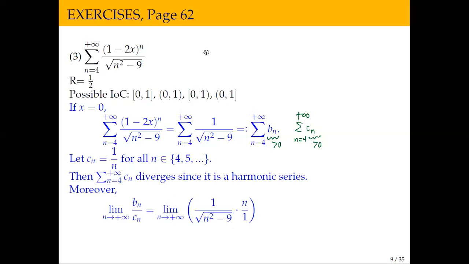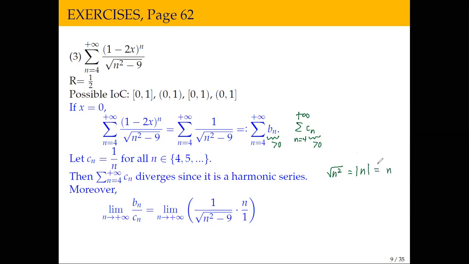Before we proceed, we use the fact that square root of n squared is equal to absolute value of n. This is by definition of absolute value. And the absolute value of n is equal to n whenever we are taking the limit as n goes to positive infinity. Again, we can replace the absolute value of n with n since we are taking the limit of this one as n goes to positive infinity. Thus, we can replace n with square root of n squared. So this is just equal to this one.